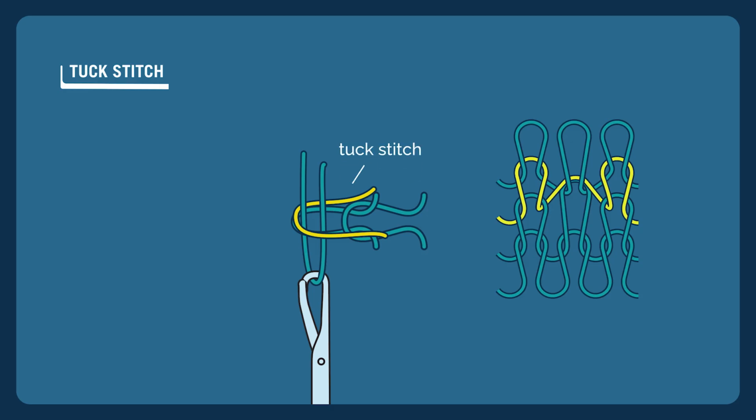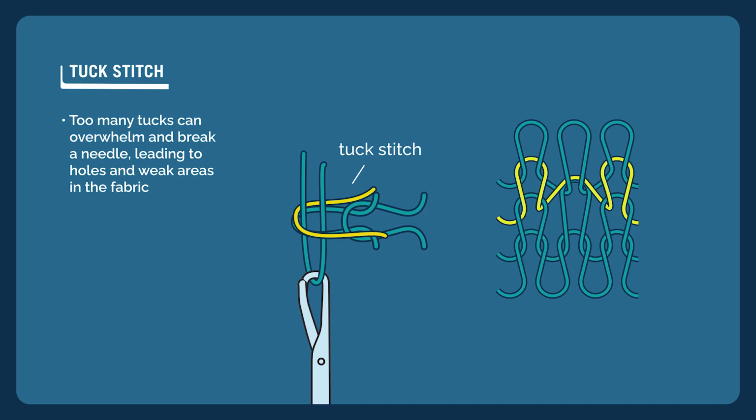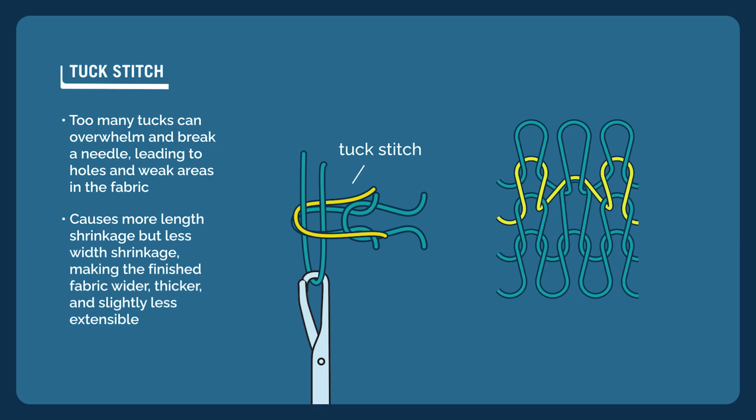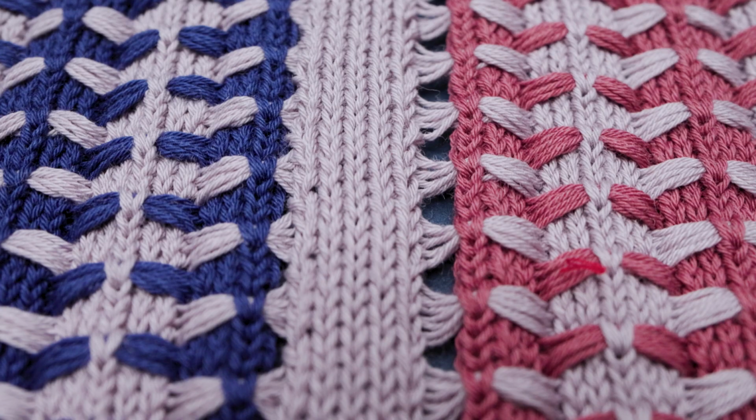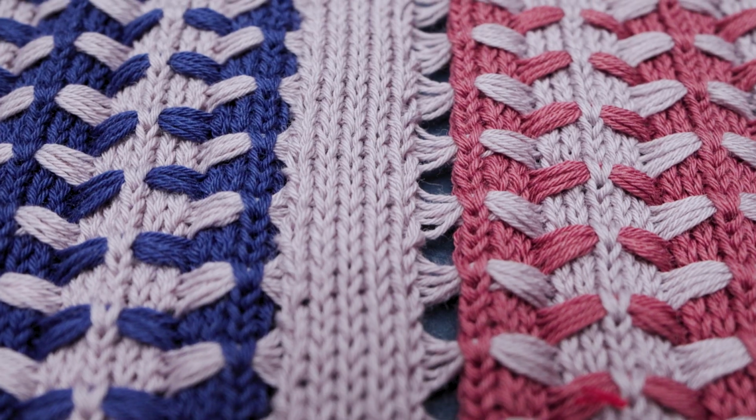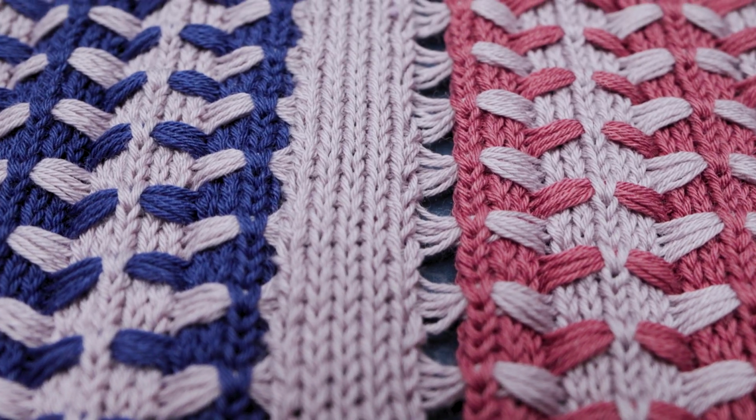Multiple rows of tucks can be worked sequentially, but too many tucks can overwhelm and break a needle, leading to holes and weak areas in the fabric. Adding tucks to a fabric structure causes more length shrinkage but less width shrinkage, making the finished fabric wider, thicker, and slightly less extensible. Tuck stitches are the basis for PK fabric structures and are popular for sweaters with structures such as the cardigan or half cardigan stitch. Tucks can also be used to hide yarns on the back of the fabric in multicolored patterns.